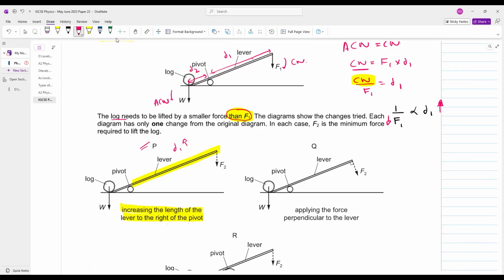Let's see option Q. Applying the force perpendicular to the lever. What will this do? Applying the force perpendicular to the lever, this is also doing a very important thing. Here you can write a key point.